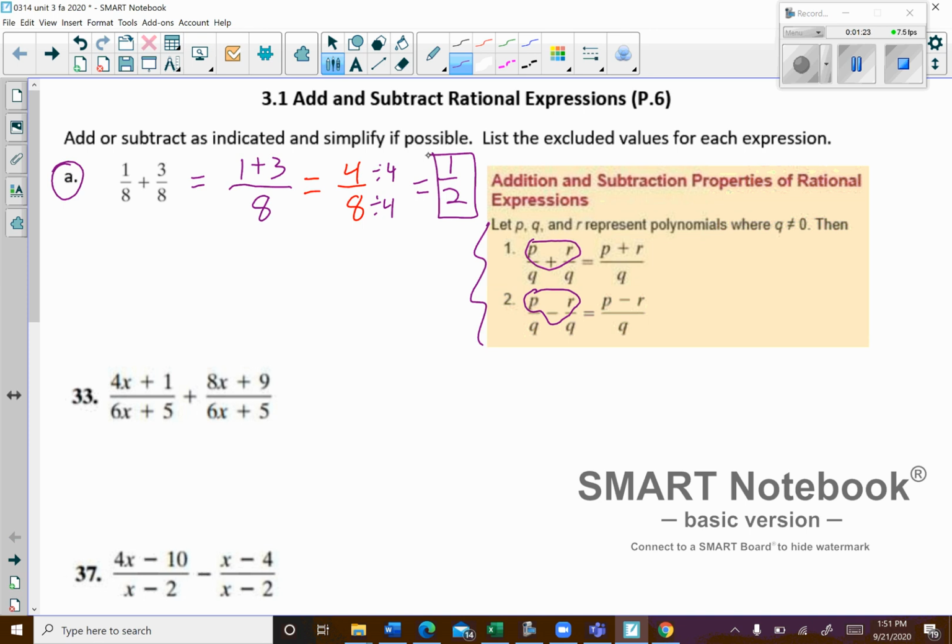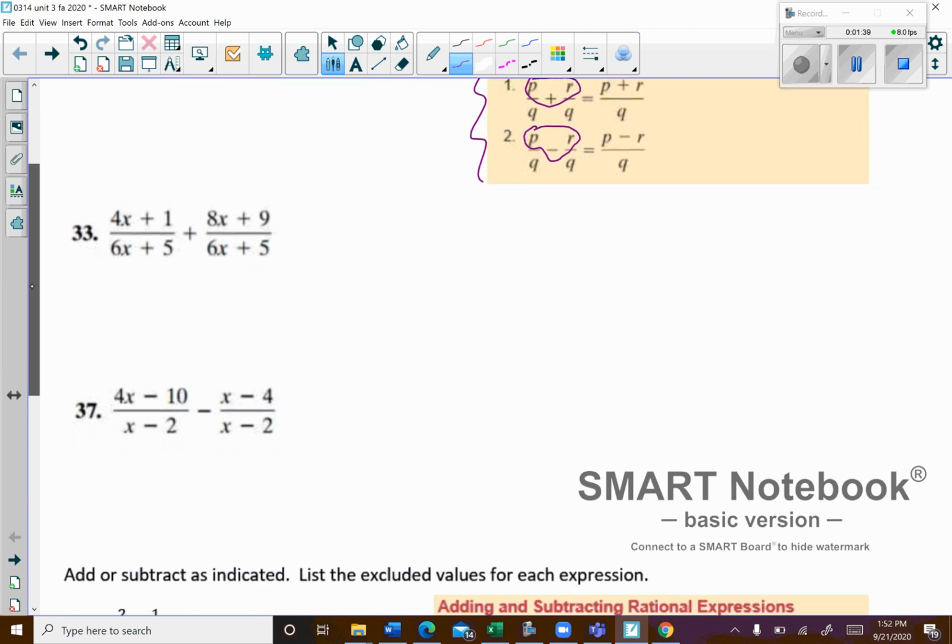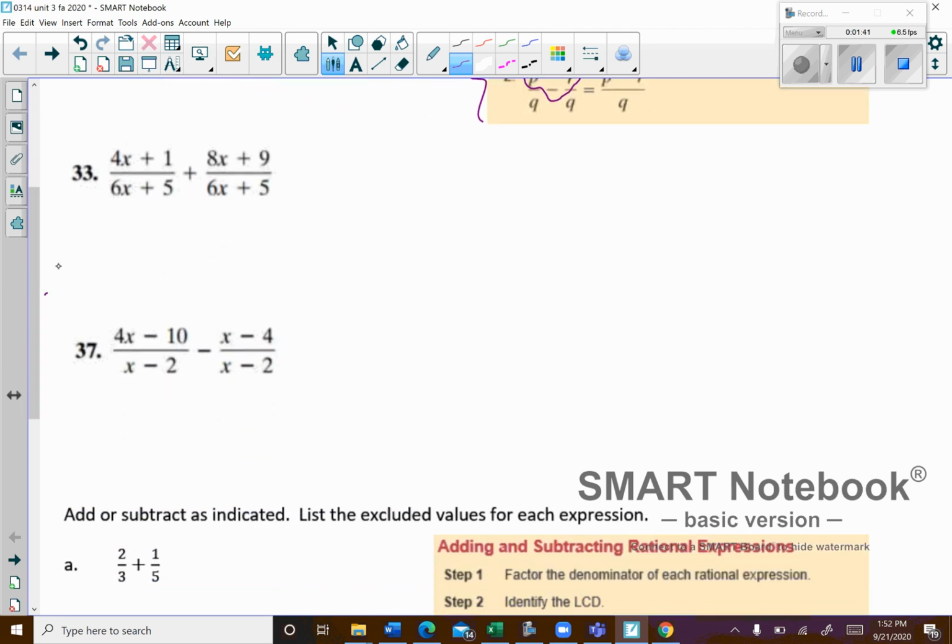Like I said, that should be a review, but now we're going to throw in variables, and that can complicate things a little bit. We're not going to go too crazy here, but we need to at least look at this topic. It can get very messy. For the most part, ours should not be too bad. Okay, so looking at 33, we already have that common denominator, so that's good.